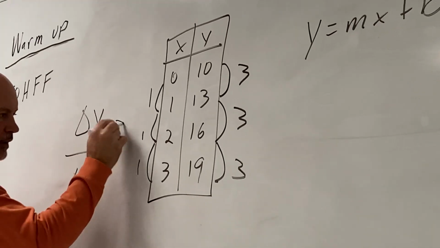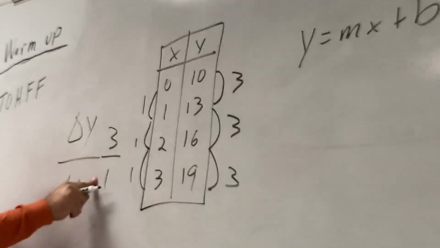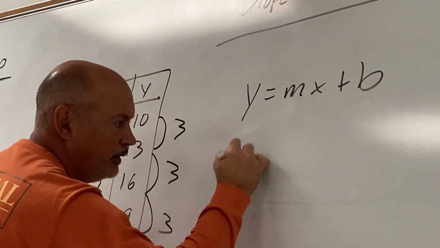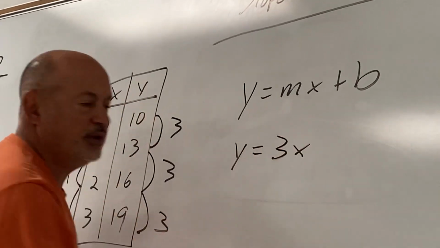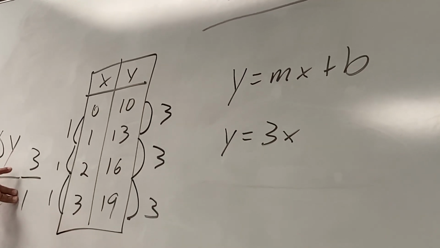So what is my slope here? 3 over 1. Y'all agree that the change in y is 3 and the change in x is 1? So what slope am I going to write right here? 3 over 1, or 3. I'm just going to put 3x, but I could put 3 over 1 if I wanted to.